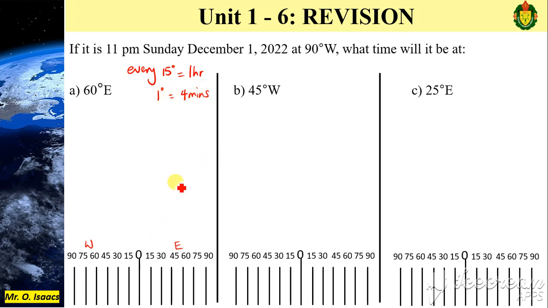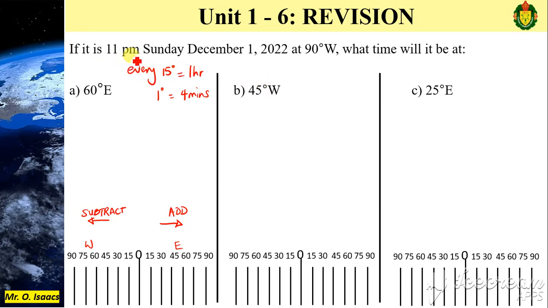Once you're going to the east, you add time. Once you're going to the west, you subtract time. Just like how you would track the time of places in Europe, Japan, China, they will be ahead of us because we are in the western hemisphere, they are in the eastern hemisphere. So let's apply this now.